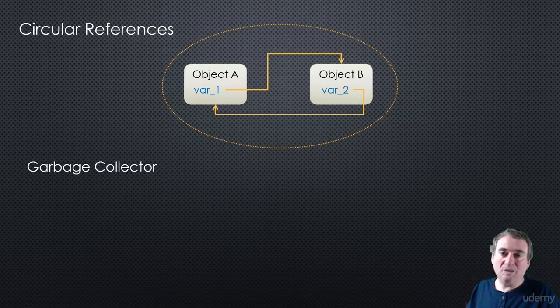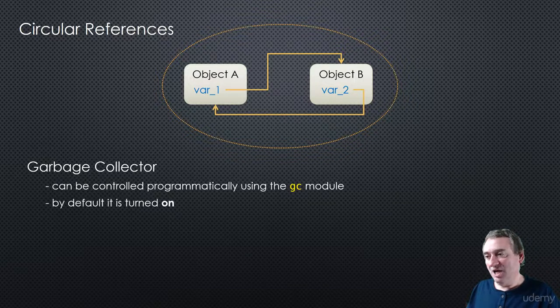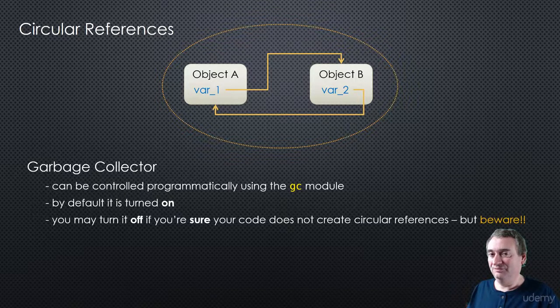We do get cleanup. So the garbage collector can be controlled programmatically using the gc module. There's a built-in module in Python called gc, for garbage collector, where you can interact with the garbage collector and you can even modify its behavior. So by default, garbage collection is turned on. Now you can turn it off.